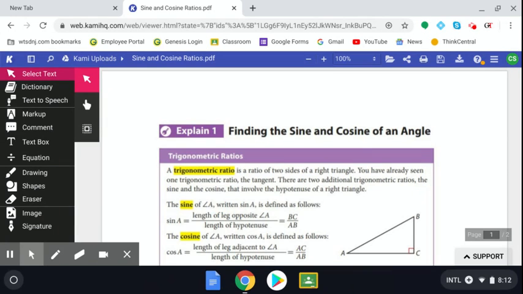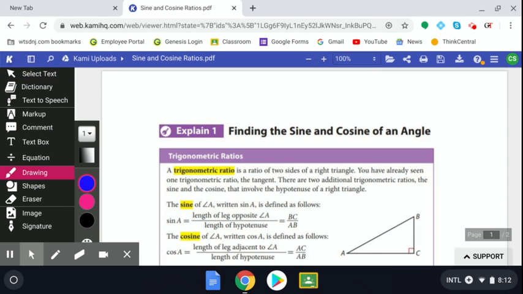So yesterday you learned that tangent was opposite over adjacent. So tangent of an angle, you can use x or theta or whatever, is equal to the opposite side over the adjacent side. Well, today you're going to learn about another two trig ratios. And since you already know how to establish which side is opposite or adjacent to the angle and which side is the hypotenuse, then things should be a little easier now.